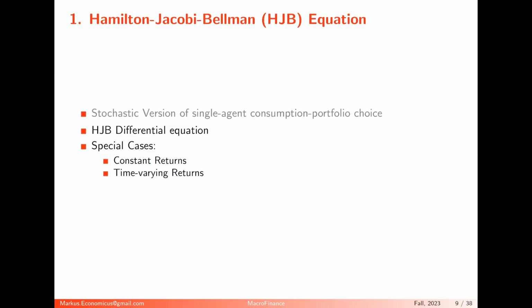Okay, so let's just do the first one. So we have the Hamilton-Jacobi-Bellman equation, and I will first derive it for this partial equilibrium setting, and then I look at two special cases: constant returns and time-varying returns. Constant returns just means it does not depend on eta, the state variable, and time-varying returns depends on eta.